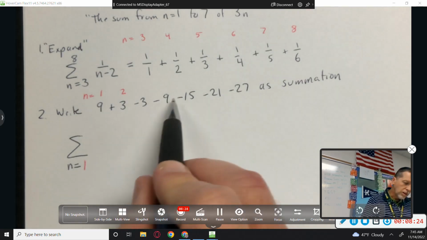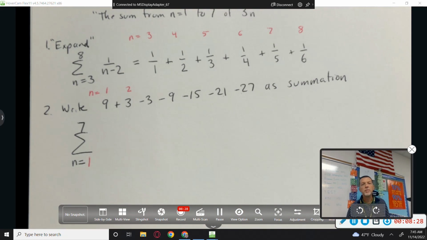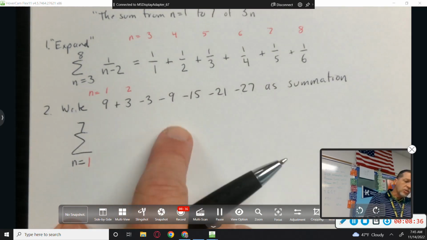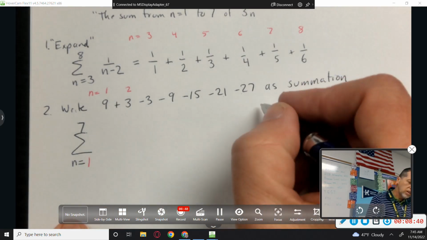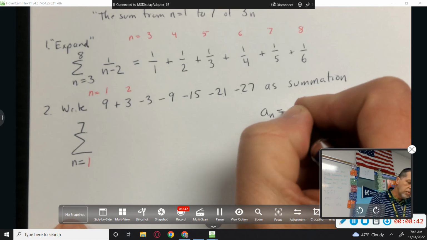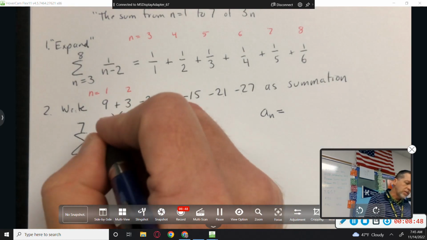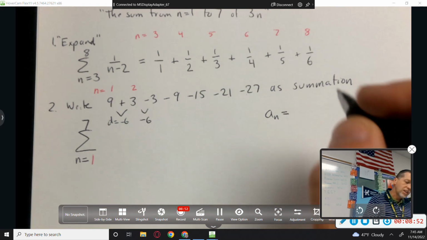1, 2, 3, 4, 5, 6, 7. And we'll go to 7 because there's 7 terms. Okay, next I need the expression or the formula for my terms. Well, this is what we did on Friday. Is this an arithmetic or a geometric? Arithmetic, because what's the common difference? Negative 6. We're subtracting 6 every time.